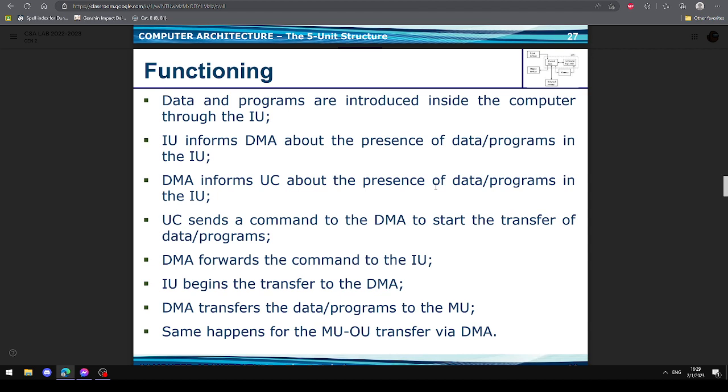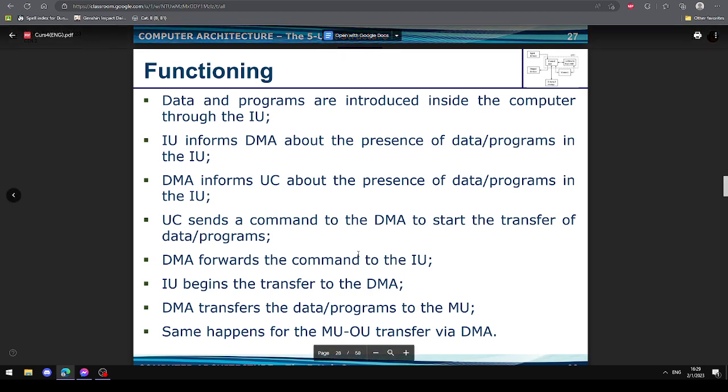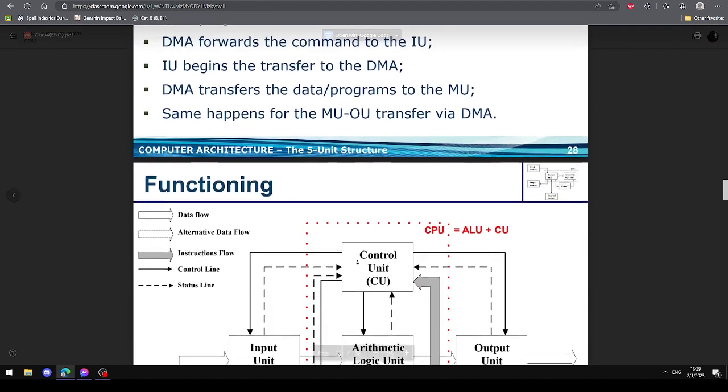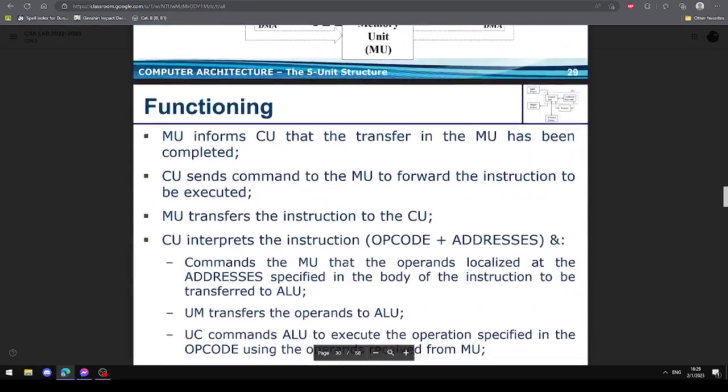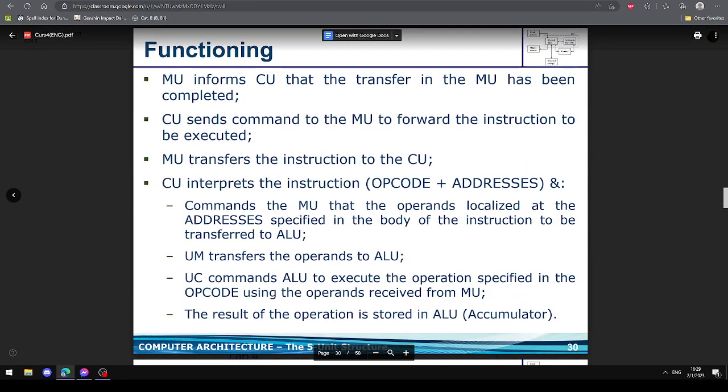Direct memory access forwards the command to the input unit. Input unit begins the transfer to the direct memory access. Direct memory access transfers data and programs to the memory unit. Same happens for the memory unit and output unit transfer via direct memory access. Memory unit then informs control unit that the transfer in the memory unit has been completed.